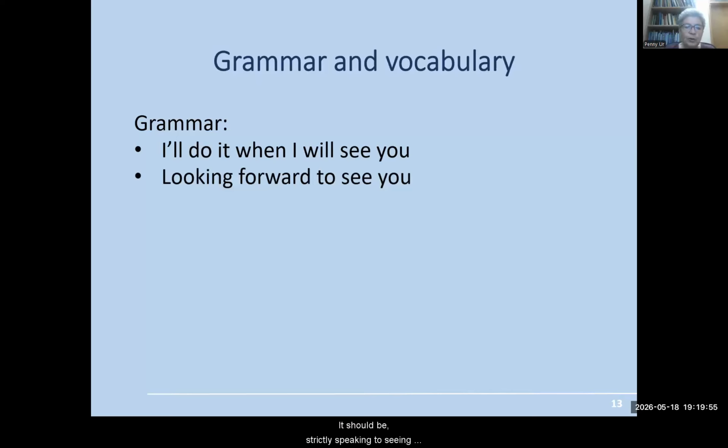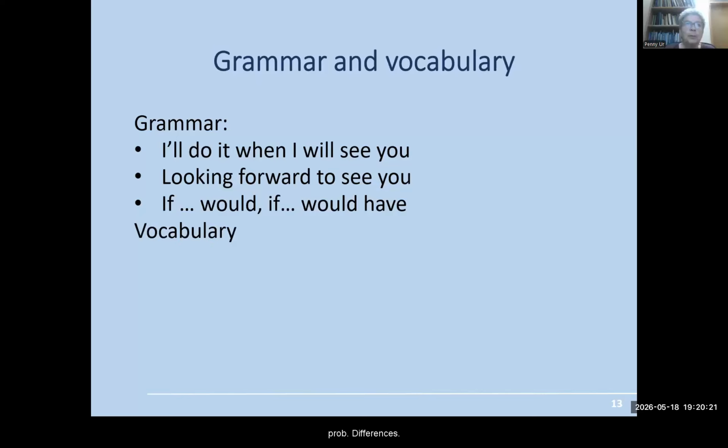It should be, strictly speaking, to seeing you, but because of the to, which normally has a simple infinitive after it, people are tending to say look forward to see instead of looking forward to seeing you. This is another one which came up last week, and you hear it all over the place. If something would happen, if I would see, if I would have, very, very common.